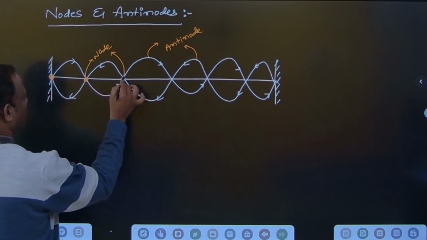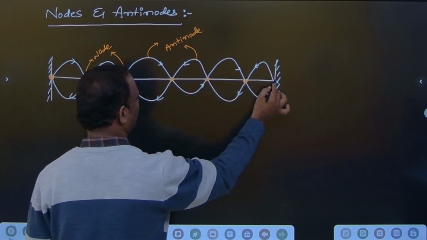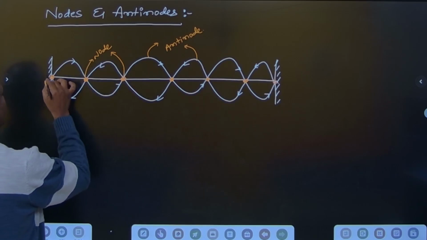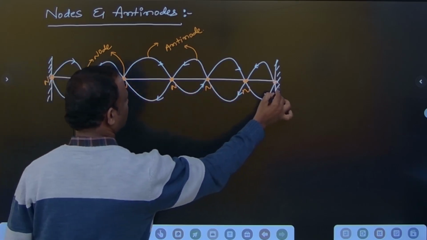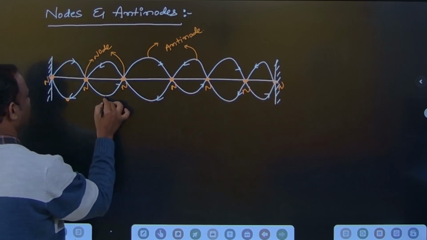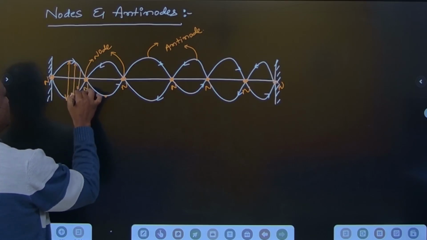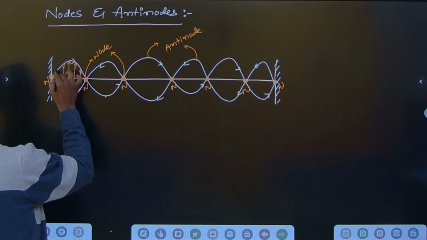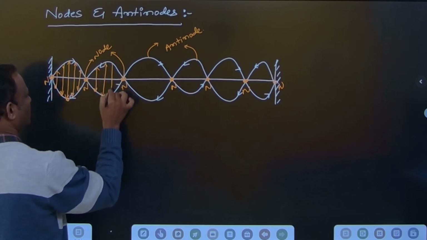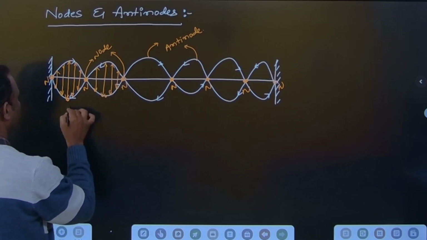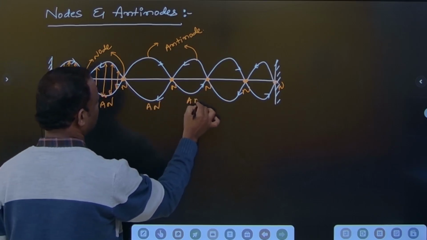So where the particle undergoes minimum displacement is a node. So this is node, node, node, like this, all these. And these are the particles where maximum displacements take place, and this will continue. Where maximum displacement is there, that is an antinode. Next one antinode, antinode, like this.